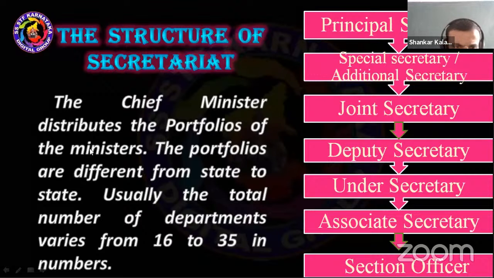The chief minister will distribute, that is, allot the portfolios to all ministers, and these portfolios or responsibilities are different from state to state, and also vary from 16 to 35 in number. In some states they may be 20 or 25. The states which are very large will have more portfolios or departments. The states which are small will have fewer departments.